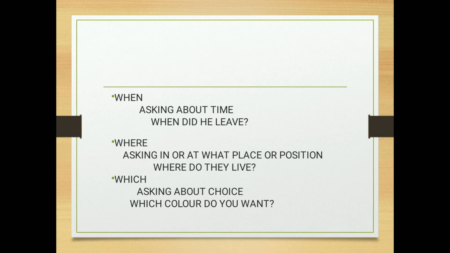And the next one is when. The function of when is asking about time, like when did he leave. The next one is where. The function of where is asking in or at what place or position. So where do they live is the example. The next comes which. Which is about asking about a choice. So which color do you want?